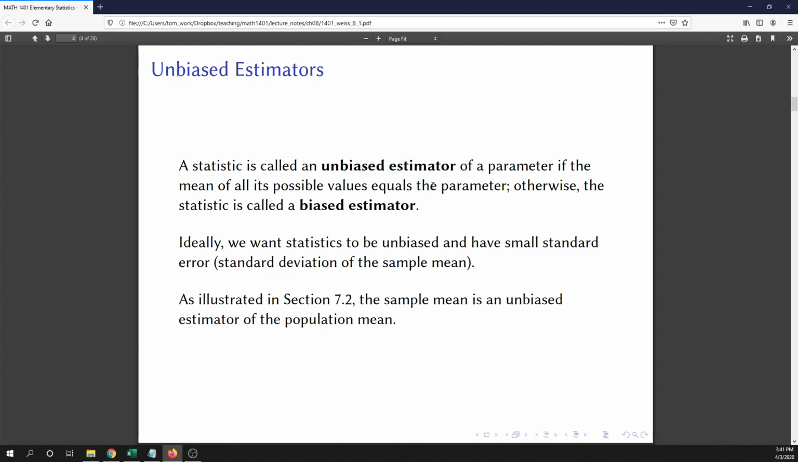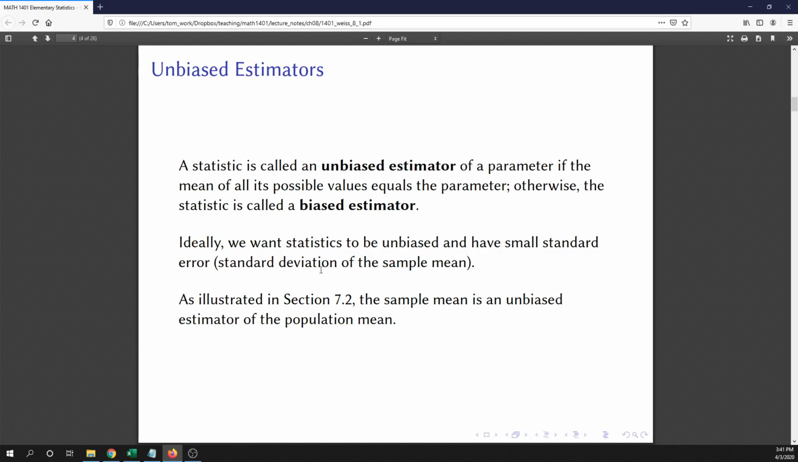So if that's not true, in other words, if the mean of all the possible values of the statistic doesn't come out to be the value of the parameter, then it's called a biased estimator. Okay.